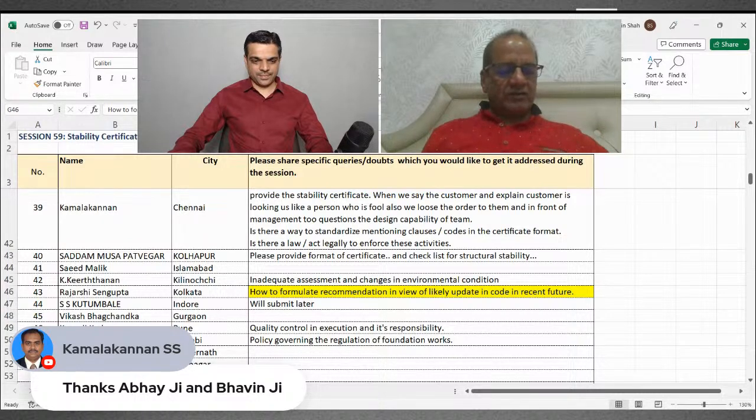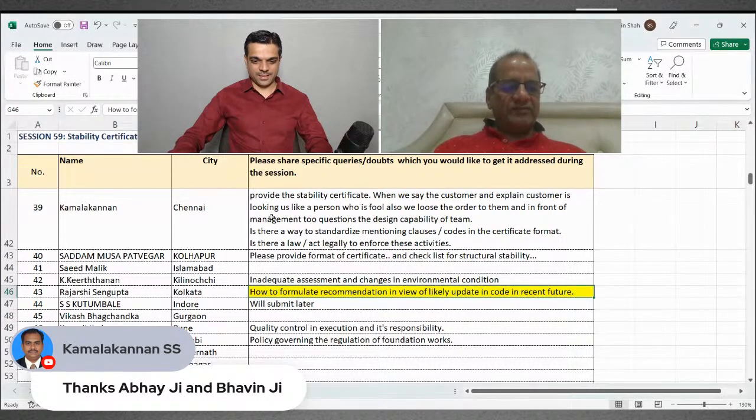कुटुम्बले साहब will submit later. अच्छा, साहब ने अभी कुछ भेजा नहीं है. Yeah.